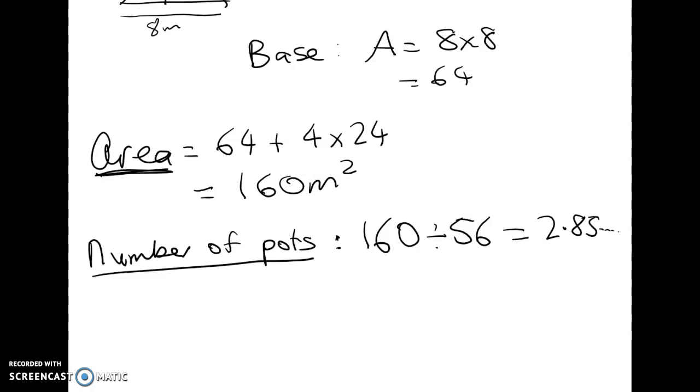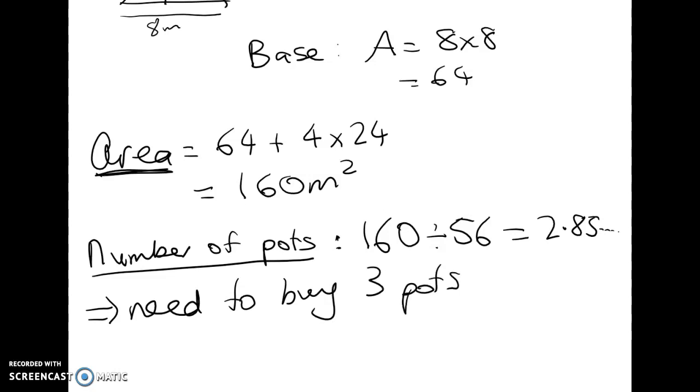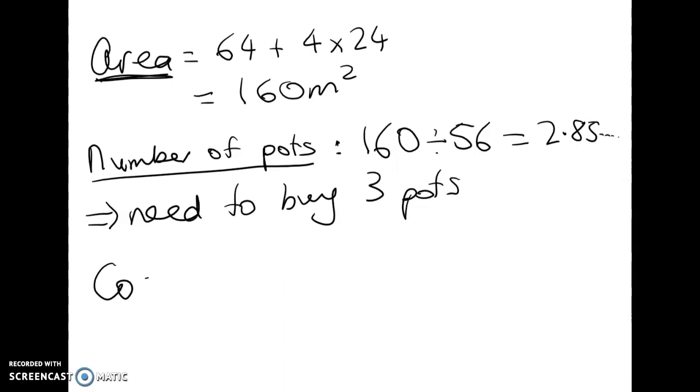But we can't buy 2.85 pots of paint. We need to buy 3 pots. So the last thing we work out is the cost. And the cost is 3 lots of $10, which is $30.